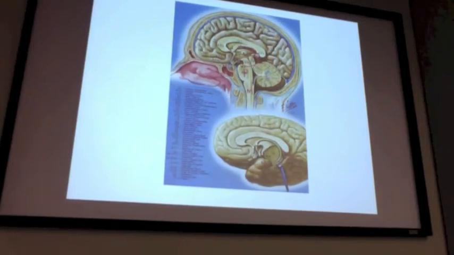This structure right here is the posterior commissure, and this is the anterior commissure. This big structure here is the big white matter tract that connects the right and left brain, the corpus callosum. We have the fornix here. This is the fornix, comes right here. The fornix is a very important tract for memory. It connects the mammillary bodies to the hippocampus.